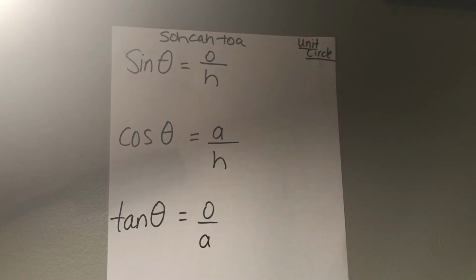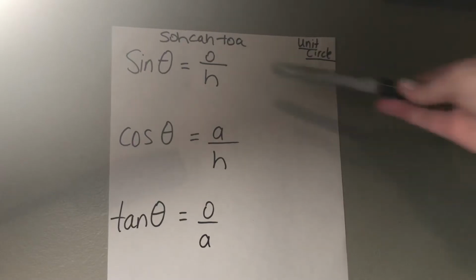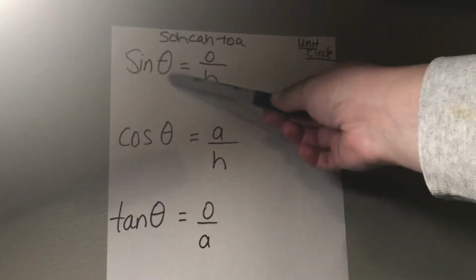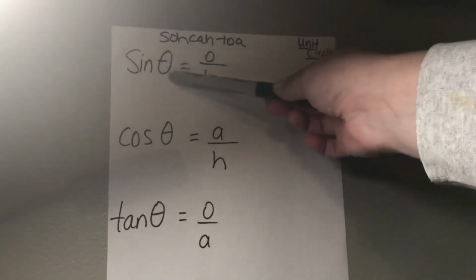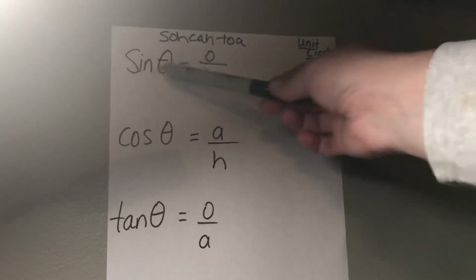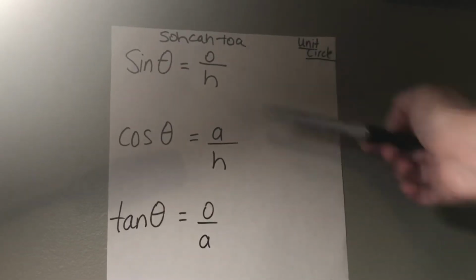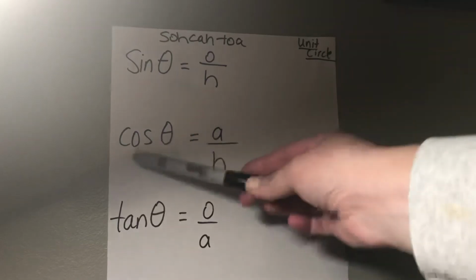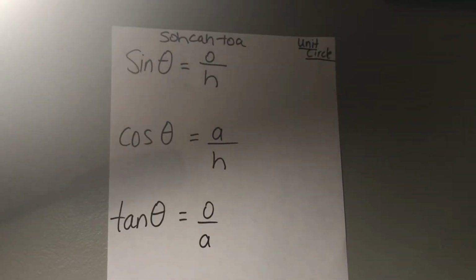To review a little bit, you had in geometry probably this acronym that you memorized, SOHCAHTOA, and it means the sine of some angle, and I'm calling that angle theta. That's the Greek letter theta. Sine is always opposite over hypotenuse. Cosine is adjacent over hypotenuse. And tangent is opposite over adjacent.